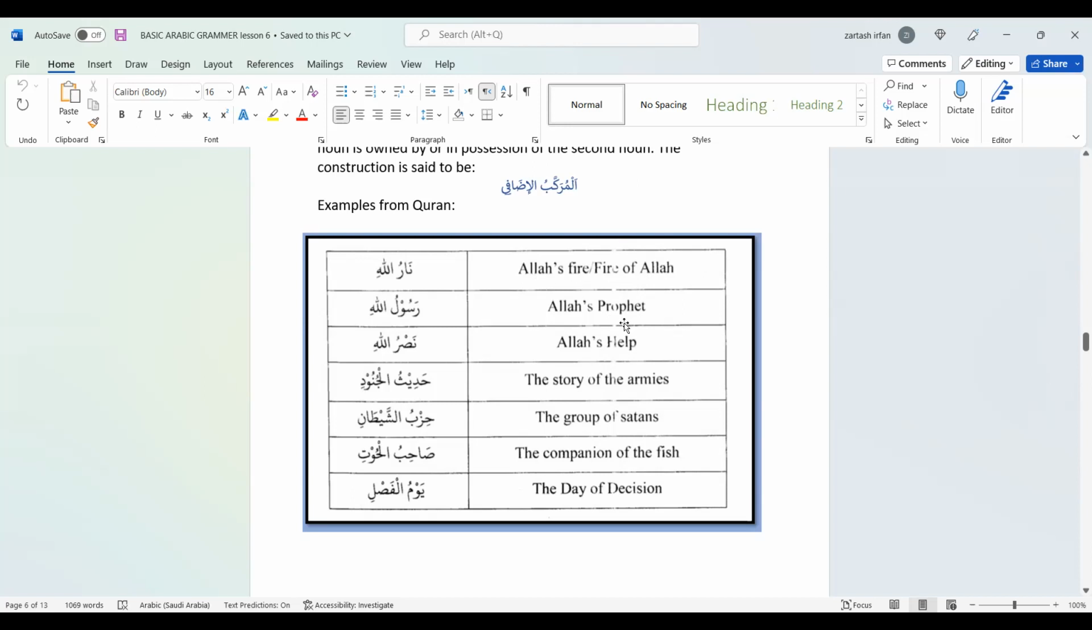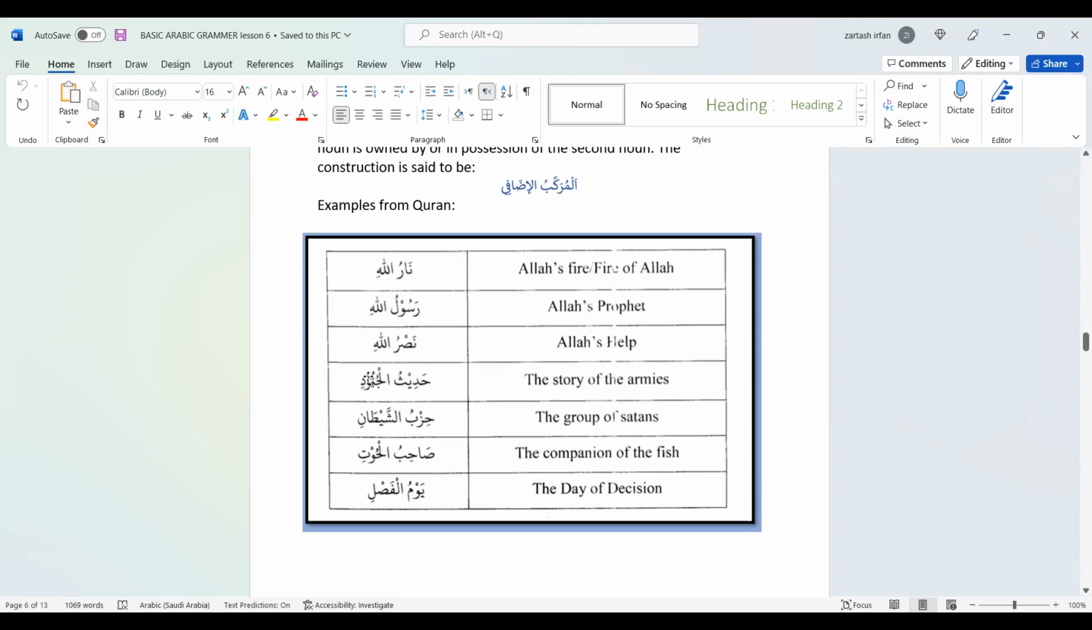The "of" formation shows us that this is an idafa construction, and it will always have two components, mudaf and mudaf ilayh. Next example is Nasrullahi. Look at all the kasras here. They show that this is mudaf ilayh because it has an al, and it is in the state of jar. Nasrullahi, Allah's help, or help of Allah.